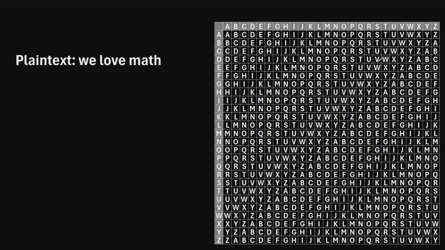In this video, I will explain how to encrypt and decrypt text using the Vigenere cipher. So here's the idea. Let's say we have the plain text, "We love math," and we want to encrypt it. The first thing that we need to do is pick a keyword. So for this example, let's say we pick the keyword mouse.